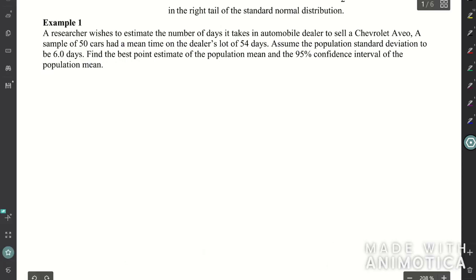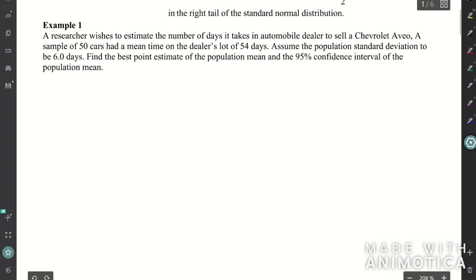Just like with the t-distribution, we now want to be able to use our normal distribution to find normal intervals. And I want to continue to surf through and see what kind of information they gave me, because identification is the key to being able to tell whether I'm using a normal distribution or a t-distribution. So we notice we have a sample of 50 cars, so my n is equal to 50. And the mean time on the dealer's lot is 45. Now that is the mean of those 50 cars, so that is my x bar.